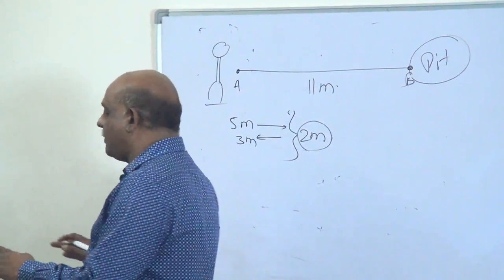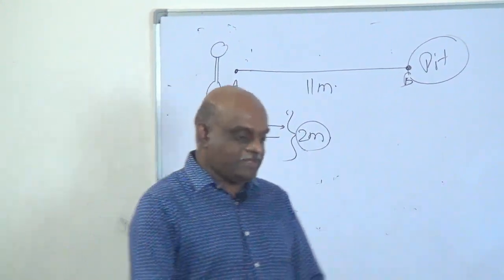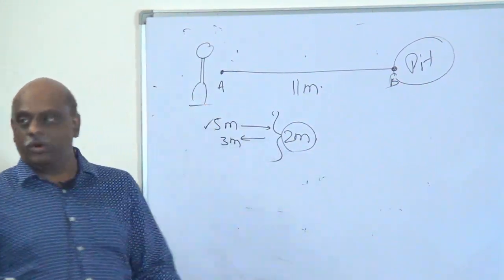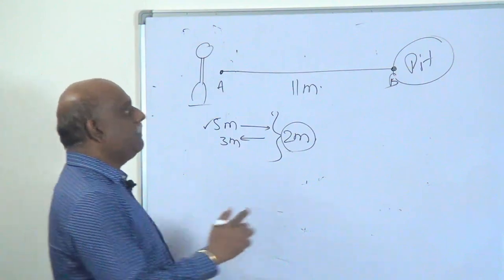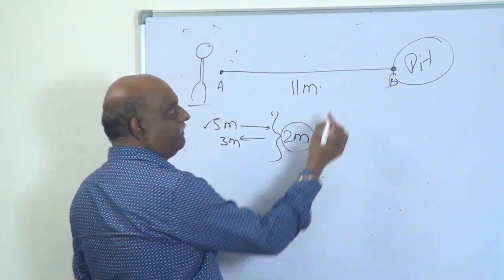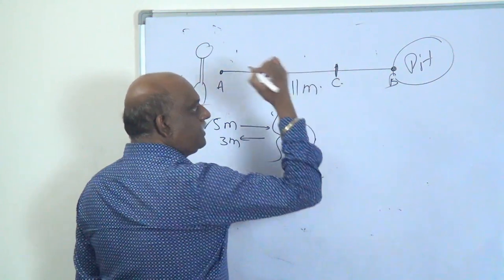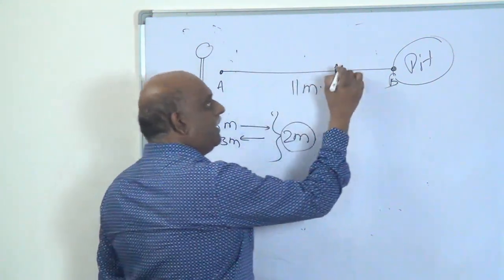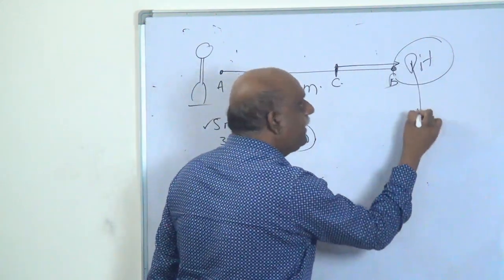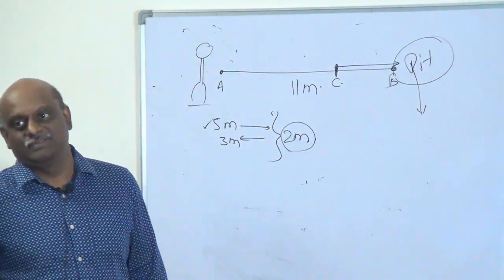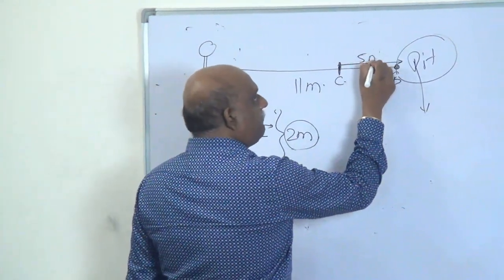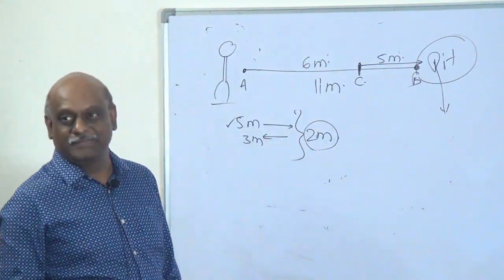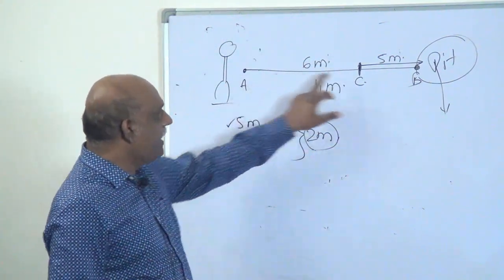without turning backward, how many meters can this man walk? He takes 5 meters without turning back. So that means this is 11 meters long. There is one point which is called C. From here, without turning back, he will walk 5 meters and fall into the pit. So, if this is 5 meters, how much is this distance? 6 meters. Barabar hai na? Ye pura 11 meters hai.